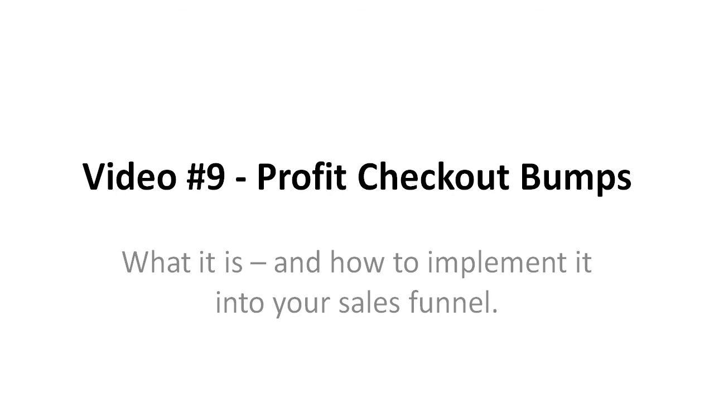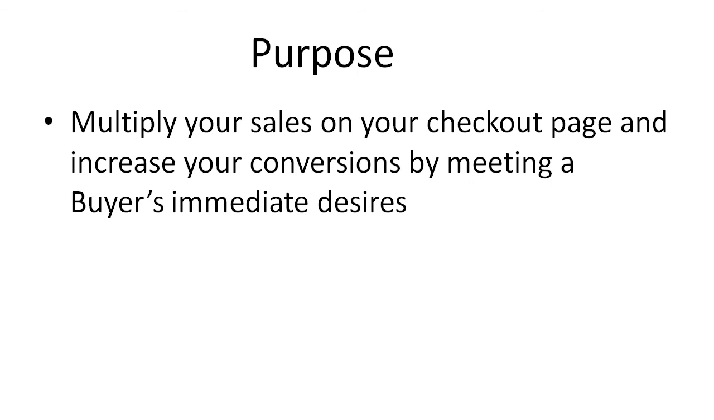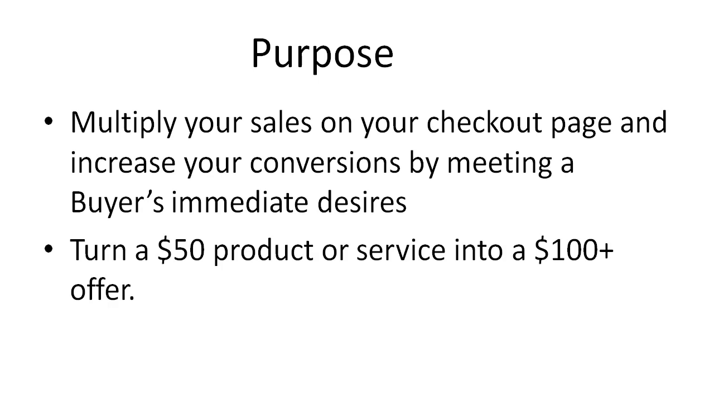So what is Profit Checkout Bumps? Well, the purpose of this is to multiply your sales on the checkout page and increase your conversions by meeting a buyer's immediate desires. Does that make sense? You're basically offering bonuses, special discounts, different products, upgrades on the checkout page. So you could potentially turn a $50 product or service into a $100 offer, $200 offer, or even more. Or you can take a $7 offer and multiply it by 4 or 5. So that's really the goal of this type of strategy.